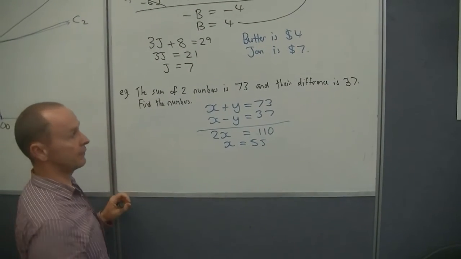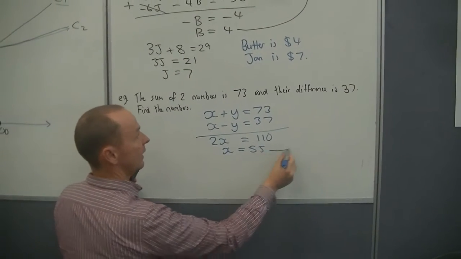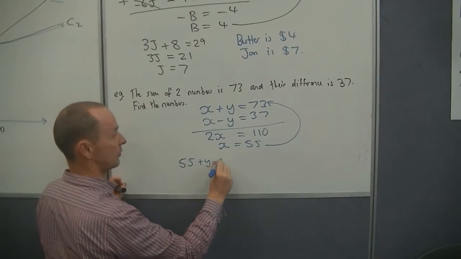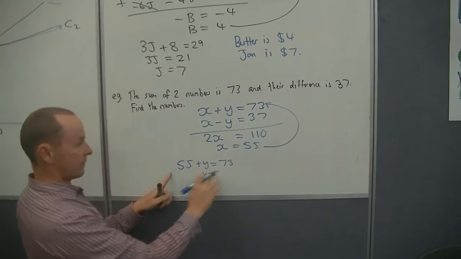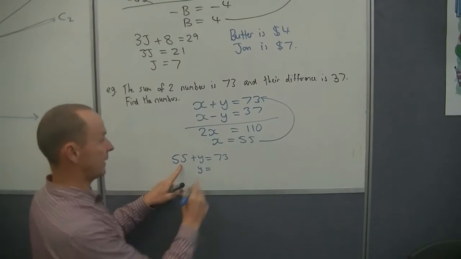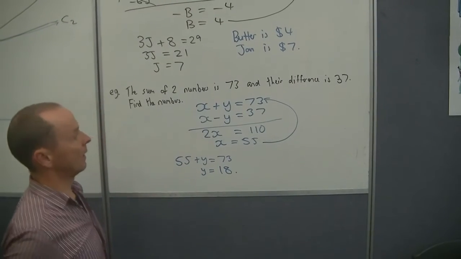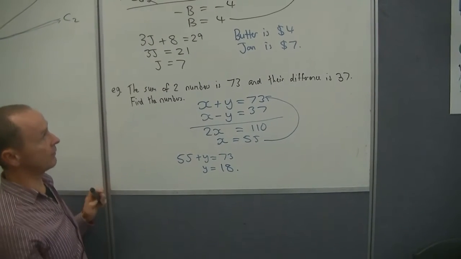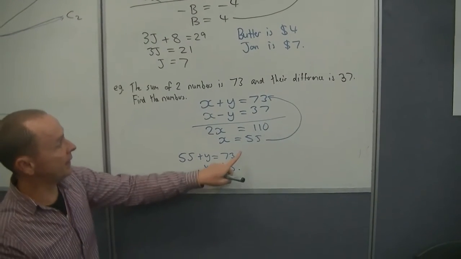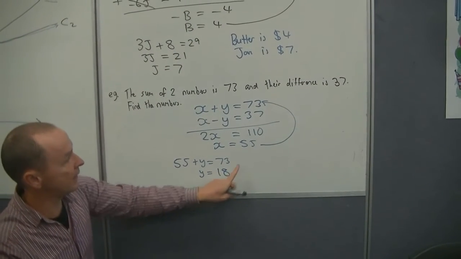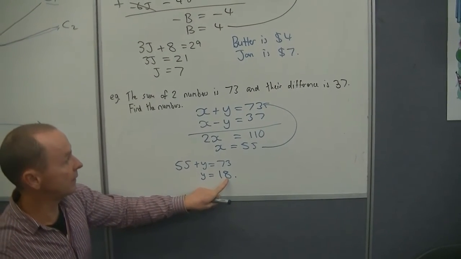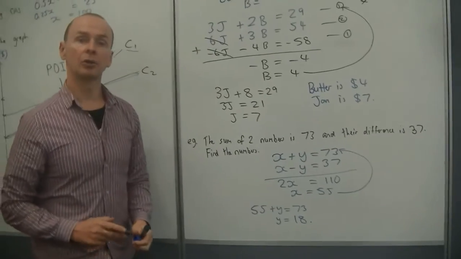So if x is equal to 55, I substitute that into either equation. I'll put in the first one. 55 plus y equals 73. y is equal to 73 minus 55. What would that be? 18, I get. And you can always check, and then you answer the question. The two numbers are 55 and 18. You can check, you add them together, and I get 73, and the difference is 37. Yep, they work. Good job, everyone.